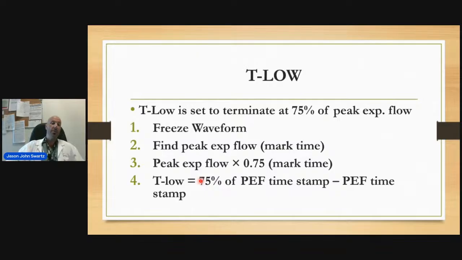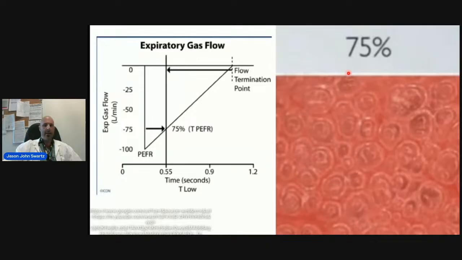And the T low that you're going to set, if you don't have this auto release that they have on Draeger, is the 75% of peak expiratory flow. Take that timestamp and subtract your peak expiratory flow timestamp. The difference between those is your T low setting. You'll have to be very vigilant because your expiratory flow waveform can change between releases. So you have to be vigilant.